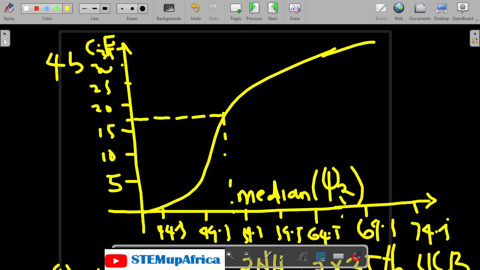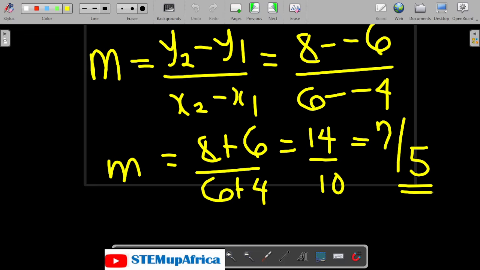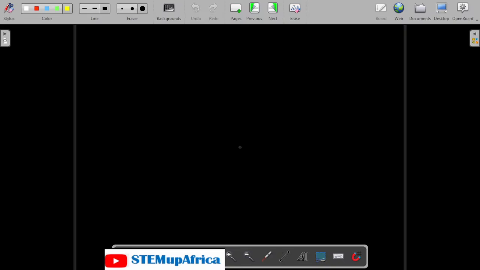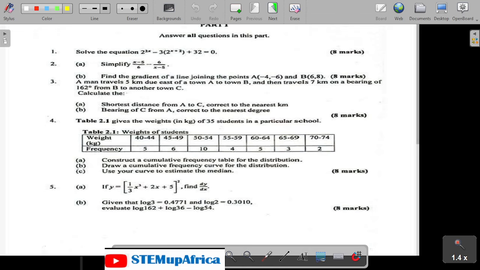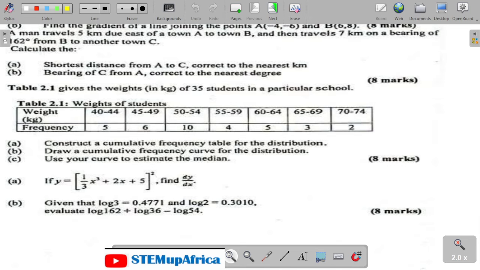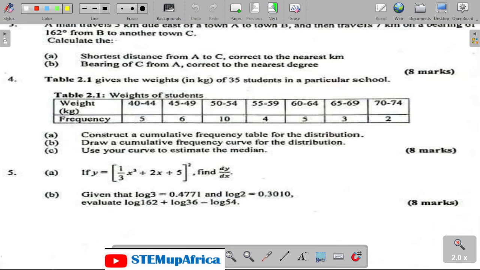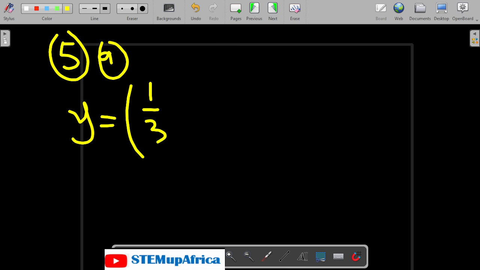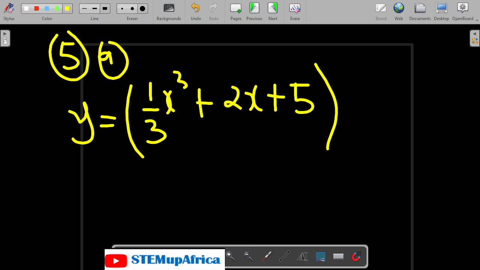So you should be able to count correctly tomorrow without stress. Then go to question 5. Question 5 said we should differentiate this. They gave us y to be 1 over 3 x cubed plus 2x plus 5, all raised to power 2.